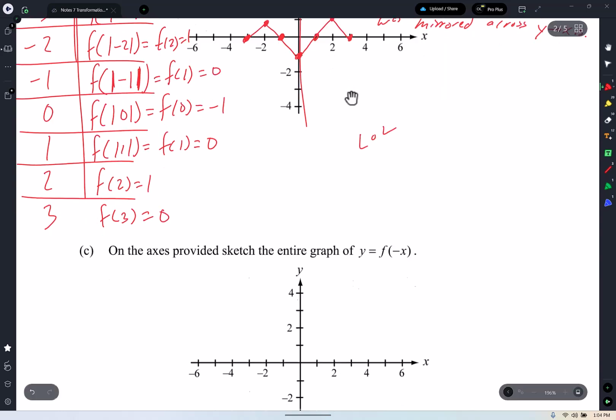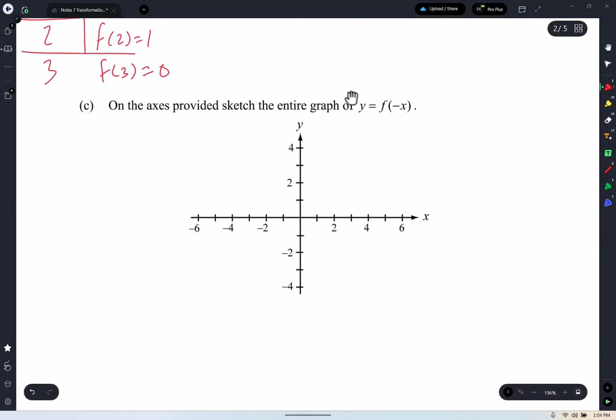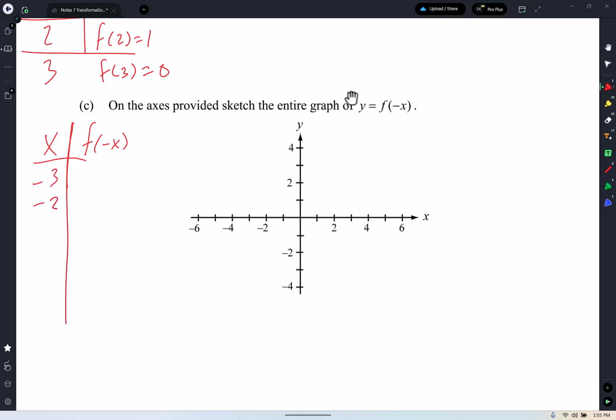Okay. Next one, it says negative x. So here we go. X comma f of negative x. All that just means is change the sign, opposite, right? If it's positive, it's now negative. If it's negative, it's now positive. So we'll show the first one, and then we'll just do the rest. Negative 3, negative 2, negative 1, 0, 1, 2, 3. So let's see. F of negative, parenthesis, negative 3, close. Negative times a negative is a positive. F of 3 was 0. So negative 3, 0.